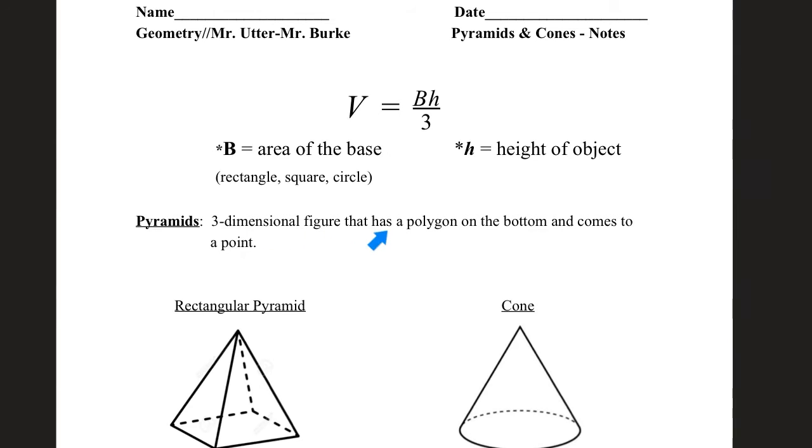So it's a three-dimensional figure that has a polygon. It doesn't matter what it is. In this case, we're only dealing with rectangles and therefore squares, and also circles, which we call cones. And they have this polygon either on the bottom or it can be inverted. This rectangle can be on the top and come to a point at the bottom. Okay, so that's what a pyramid is. Just think the pyramids of Giza or think an ice cream cone.